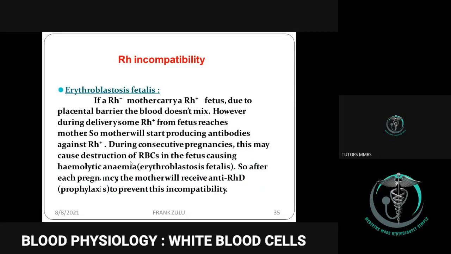Are the antibodies that are produced due to exposure IgM? Yes, IgM, but in the secondary response, usually it's the IgG antibodies.